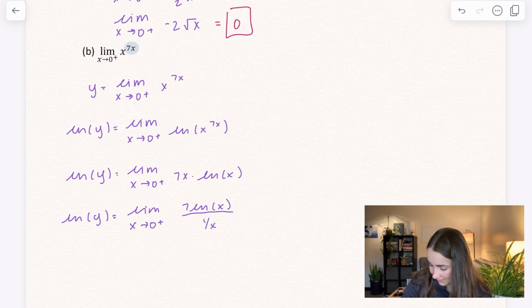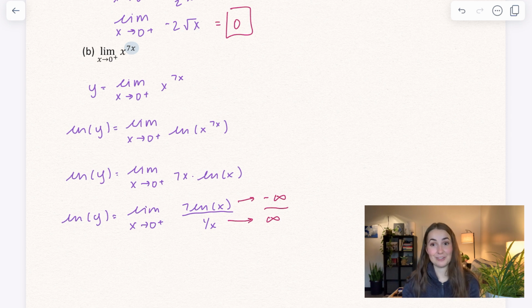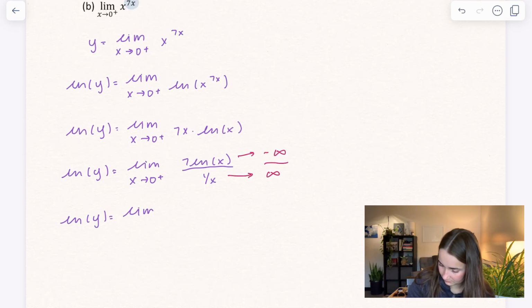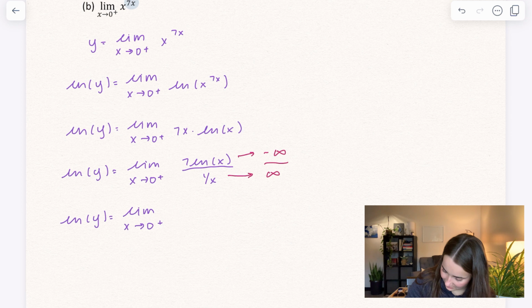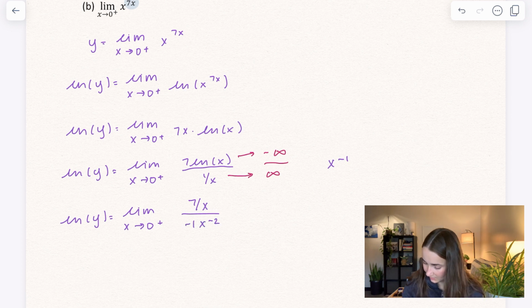So now let's see what this is approaching. We have this is approaching negative infinity, and this is approaching positive infinity. So we have an indeterminate form, which tells us we can use L'Hopital's. So that becomes 7 divided by x. And then instead of 1 over x, I'm going to think about it as x to the negative 1. So we get negative 1x to the negative 2. So again, lots of fraction action going on. Let's go ahead and simplify it over here.